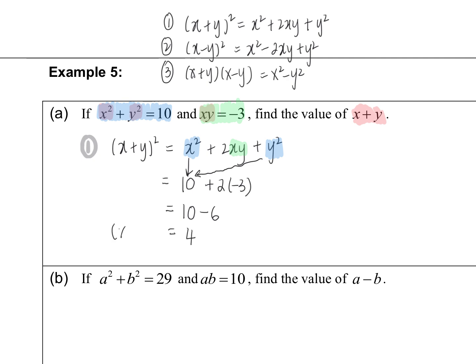But I don't want to find x plus y square. I want x plus y only. What should I do? Square root. So when you take a square root, remember you always have two answers, one positive, one negative. So it's 2 or negative 2.